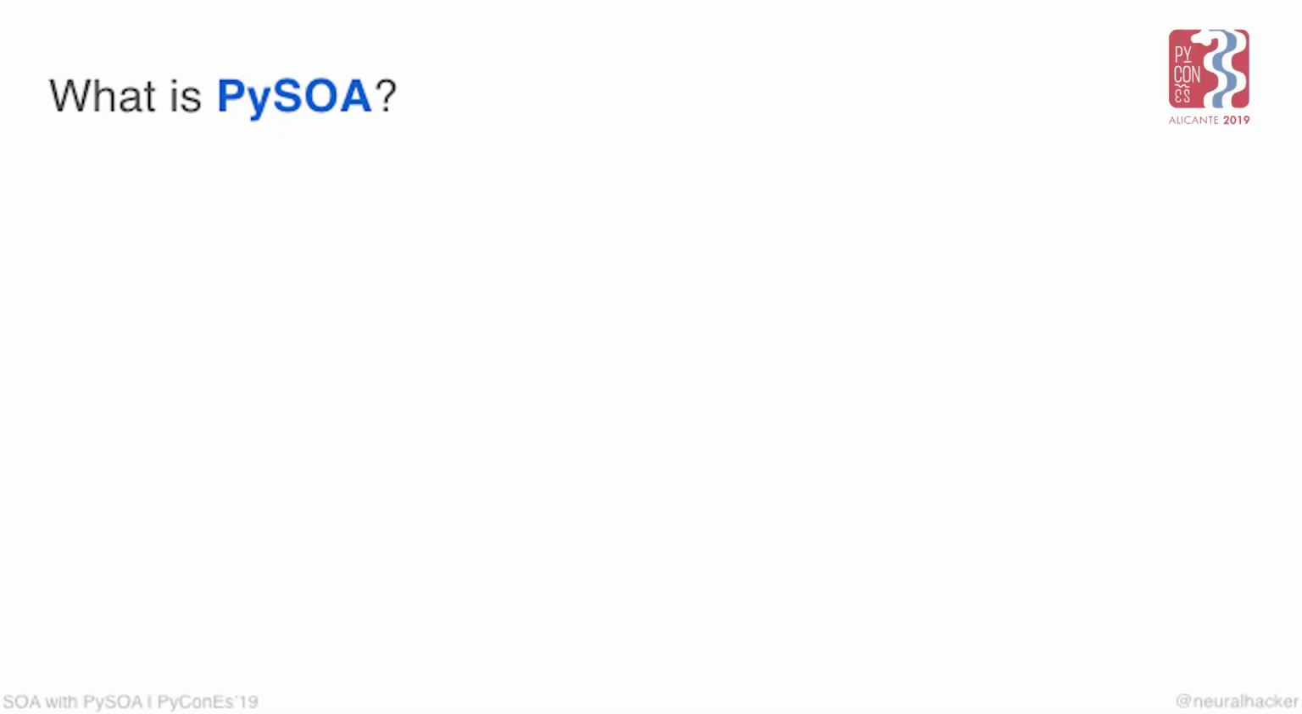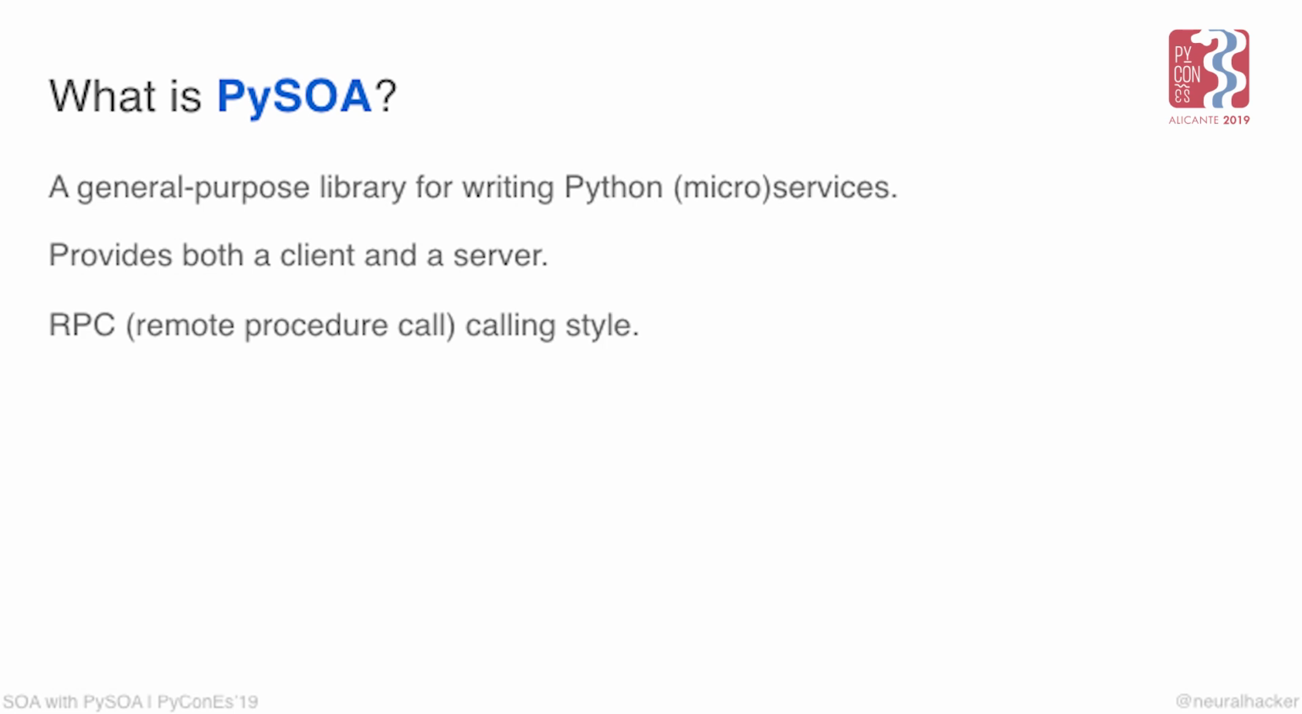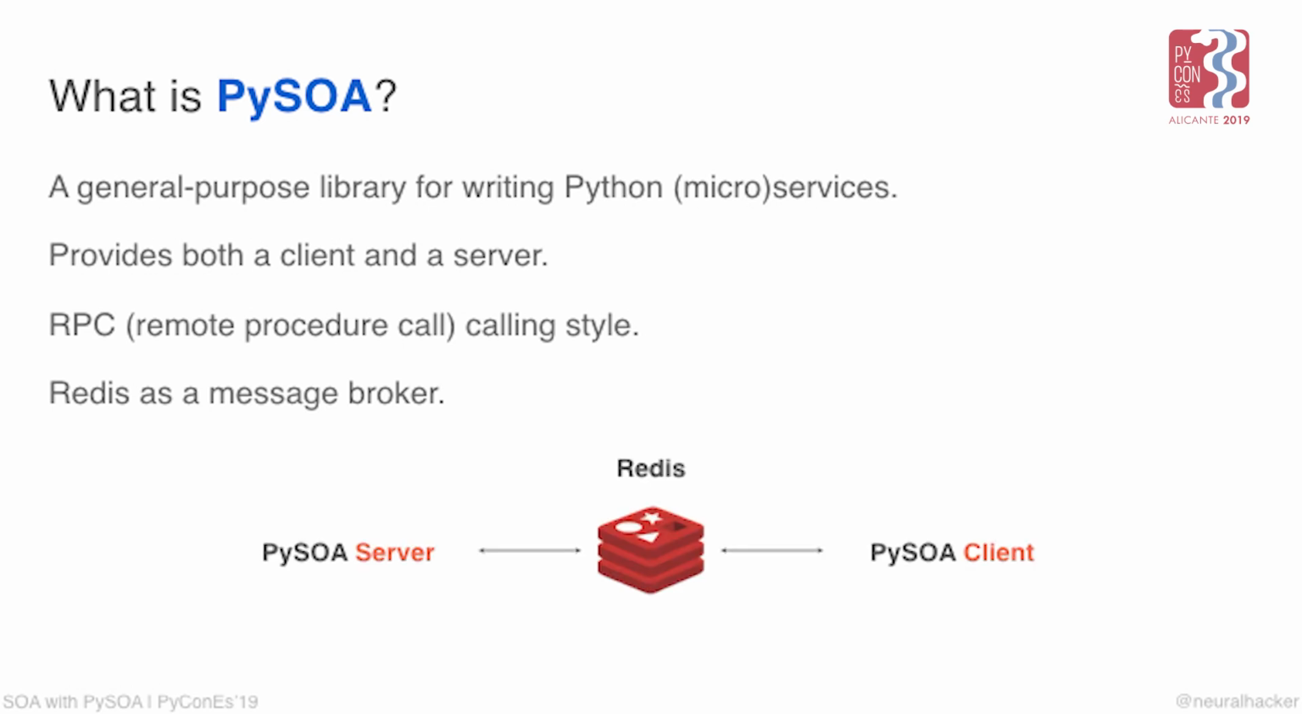Now that we're on the same page about services, what is PySOA? PySOA is a general purpose library for writing microservices. It's very light, it's not very opinionated, it's general purpose. It provides both a client and a server. And it has an RPC communication style, so making remote procedure calls. And it uses Redis as a message broker. So it's an agnostic system, but today the only implementation available is Redis. You can see here a very little example: you have a client, you have a server, and they communicate through Redis.